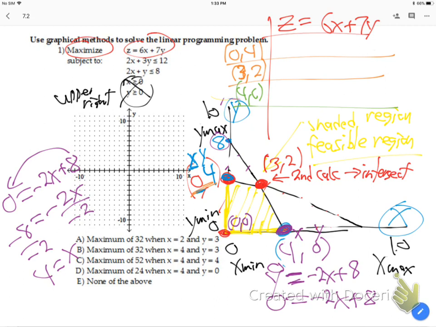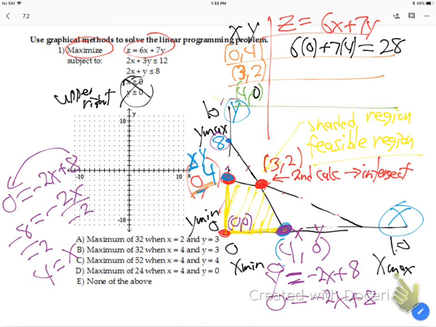So plug in 0, 4. This is x, this is y, huh? Plug in 6 times 0 plus 7 times 4. You see what I'm doing? I'm taking the z equals 6x plus 7y, the maximize. That's called the objective function, what your objective is. Real life problems in a few minutes, it's going to be like best way to maximize profit or best way to minimize cost in a real life situation. So plug in the x and the y, the x and the y, the x and the y, and just calculate the 6x plus 7y and see who the winner is. So what do I get here?